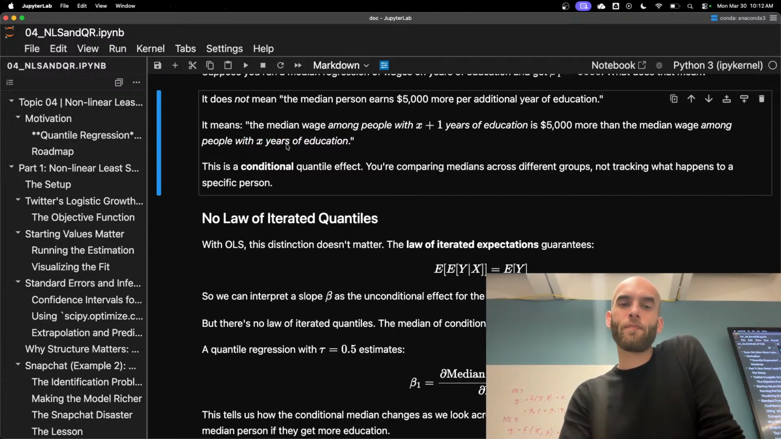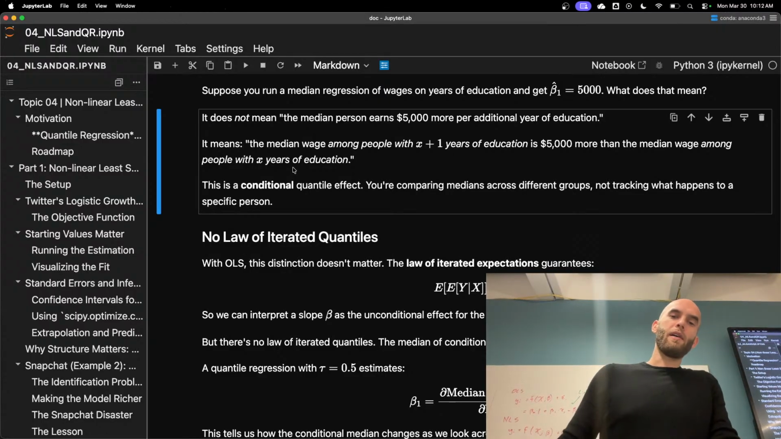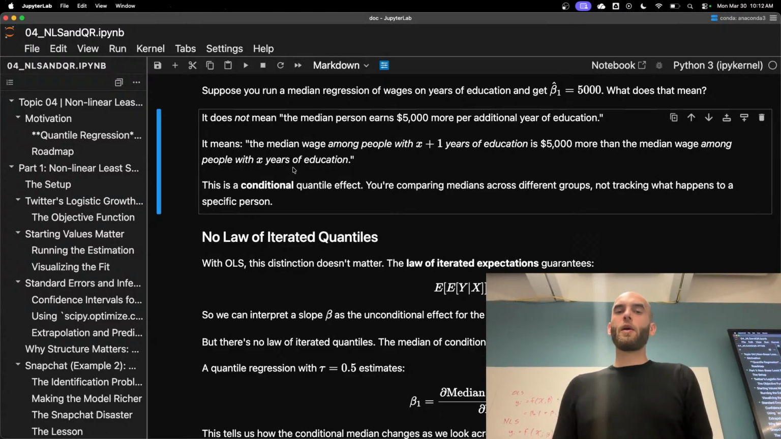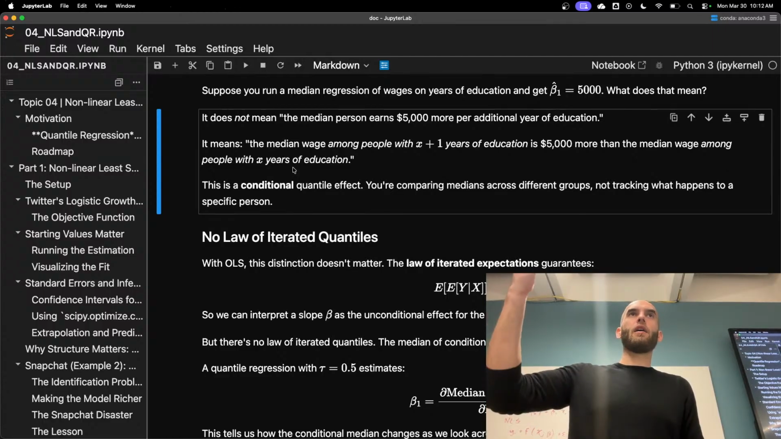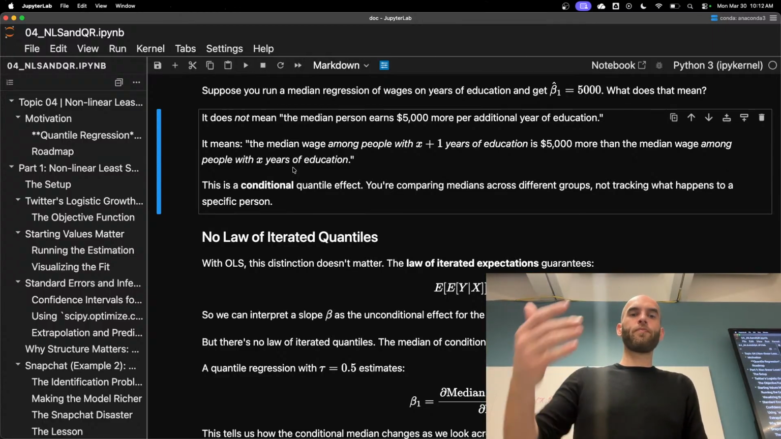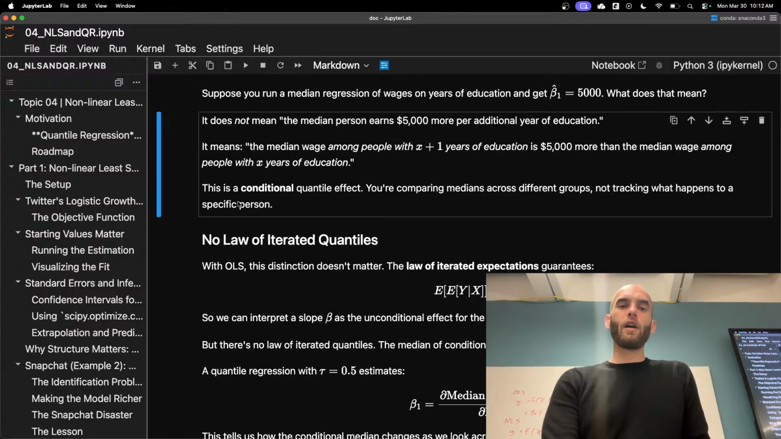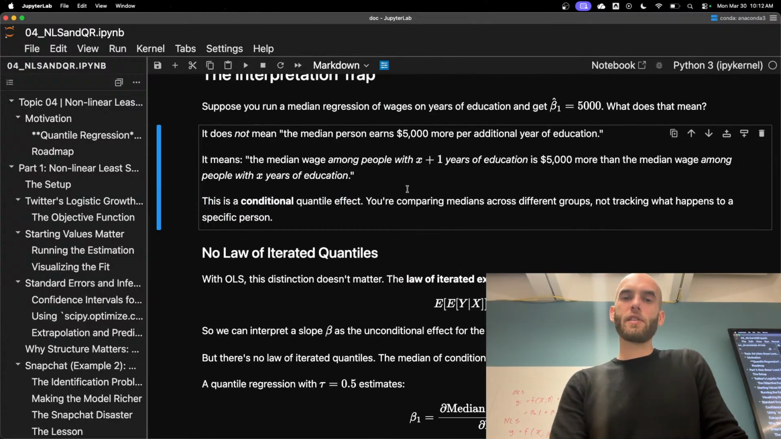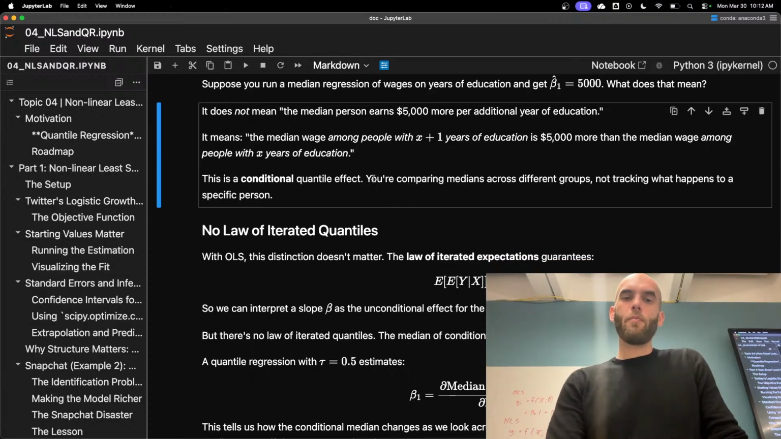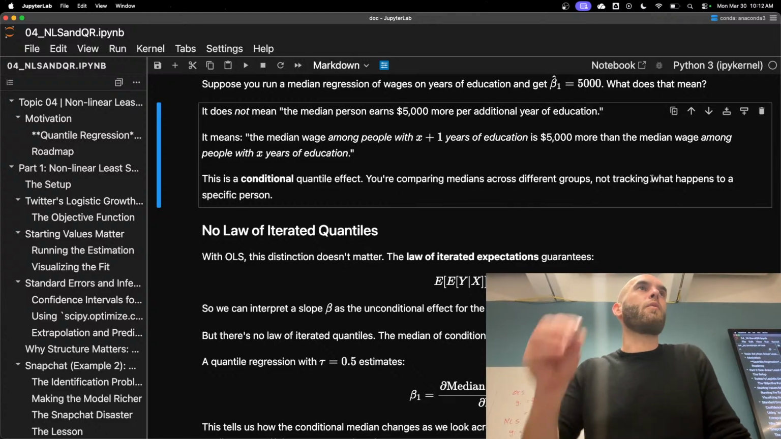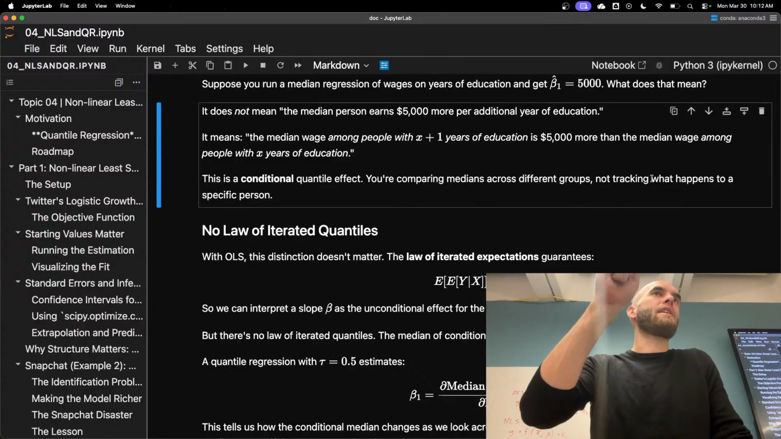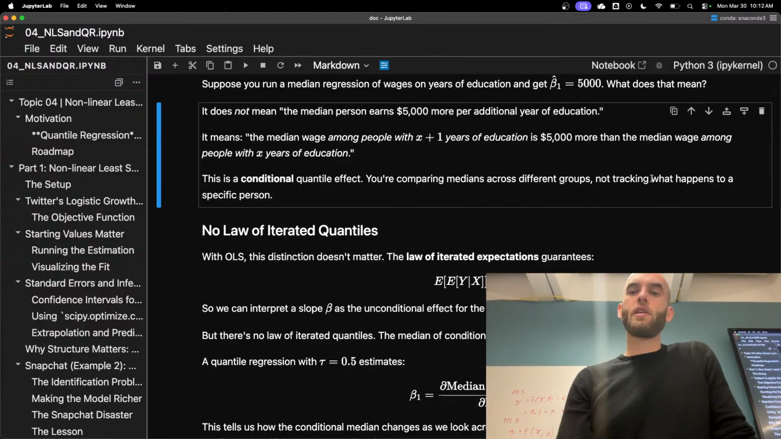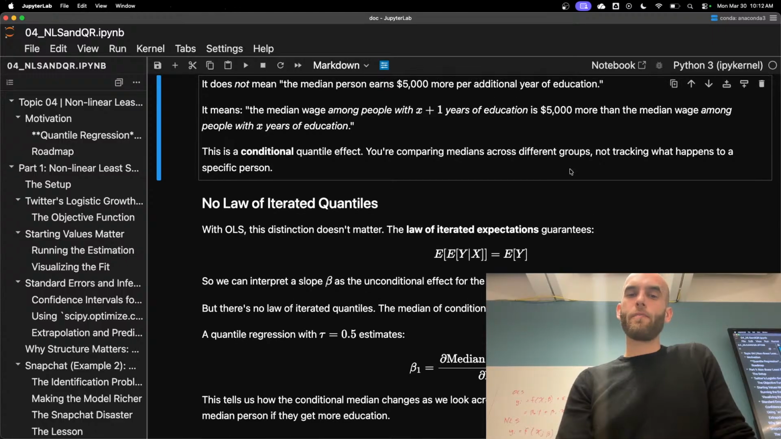X years of education. So it's sort of like we're moving up the distribution by one. We're thinking in terms of conditional quantile effects. This is pretty subtle, but the main idea is essentially that you're comparing different groups, right? By looking at different estimates, we're comparing different groups and not thinking about a single person.